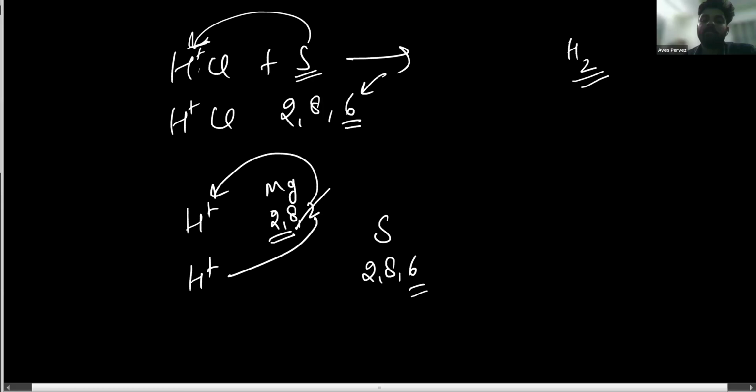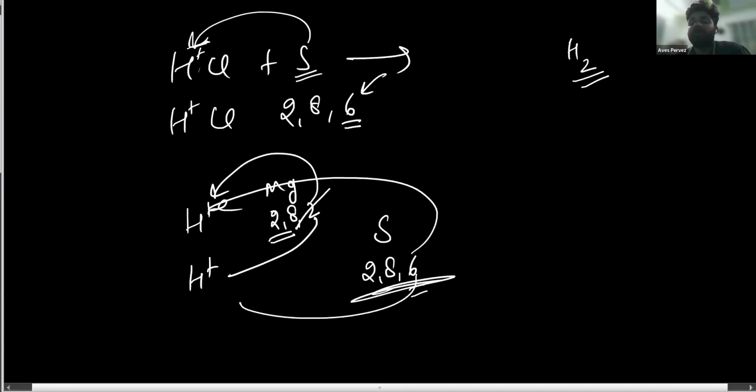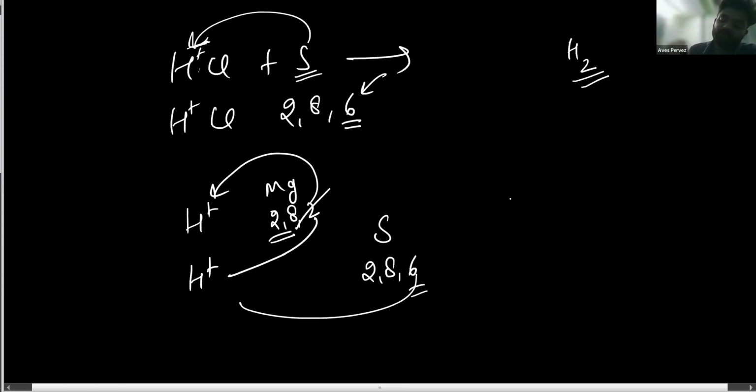But sulfur cannot donate the electron to the H plus ions of acids. Why? Because sulfur is electron deficient. It is the element which already needs 2 electrons. It is not electron rich. But magnesium wants to donate its electrons, so magnesium can easily donate its electron to the H plus ions of acids. Got my point?